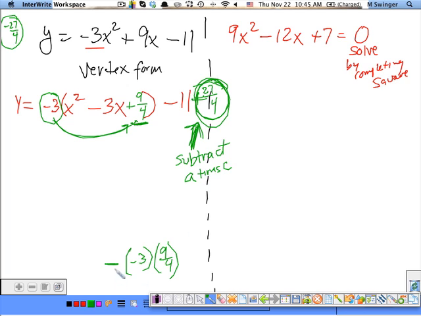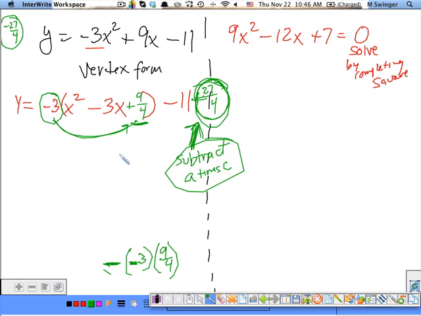But look what happens when I subtract a times c. What does it become? It becomes positive, right? You see what happened? That's why I put positive 27/4. I subtracted a times c. Okay? So sometimes it'll be minus this, sometimes it'll be plus. But always think of it like this then. Subtract a times c. Should get it.